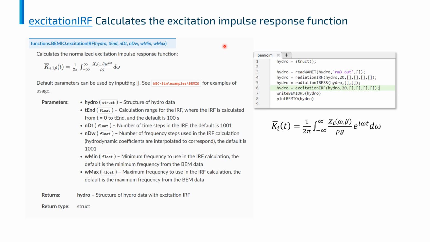We also have a function to calculate the excitation impulse response function. In this case, the parameters are similar to the ones that we are using for the radiation IRF function. So we have our hydrostructure parameter, we have the final time for the calculation of the IRF, we have the number of time steps, the number of frequency steps, the minimum frequency, and the maximum frequency.